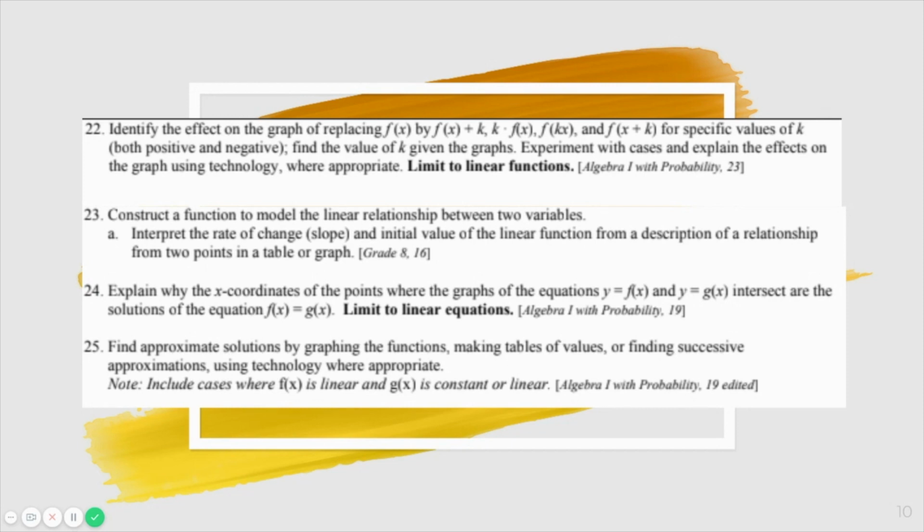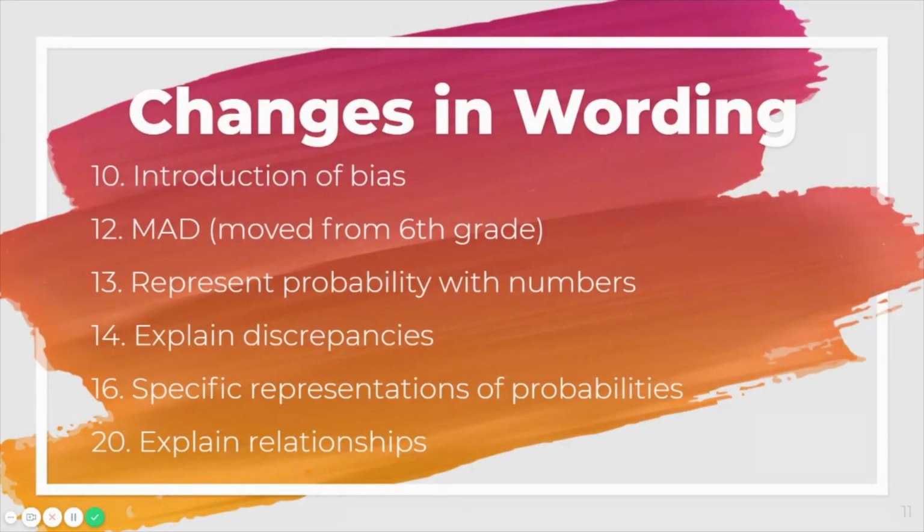They will need to be able to construct functions to model linear relationships between variables, interpreting rate of change as slope, explaining why the x-coordinates of the points where the graphs of the equations intersect are called the solution. So we're getting into systems. And then finding approximate solutions by graphing the functions, making tables, or finding approximations using technology when appropriate. Again, we're still looking only at linear functions, so we're not getting into exponential or quadratic, just focusing on linear functions.